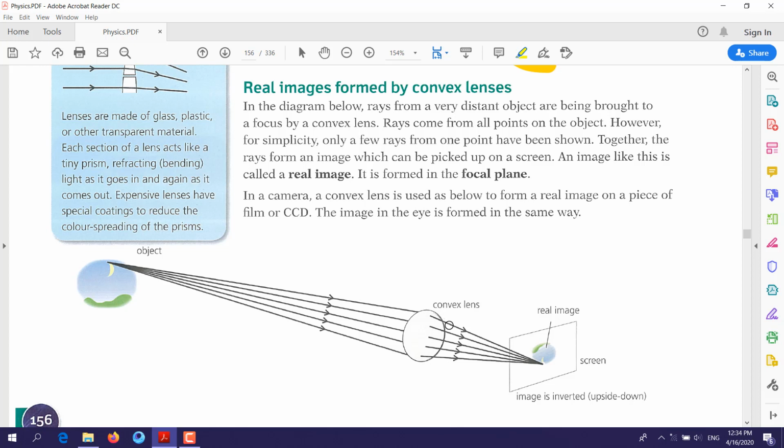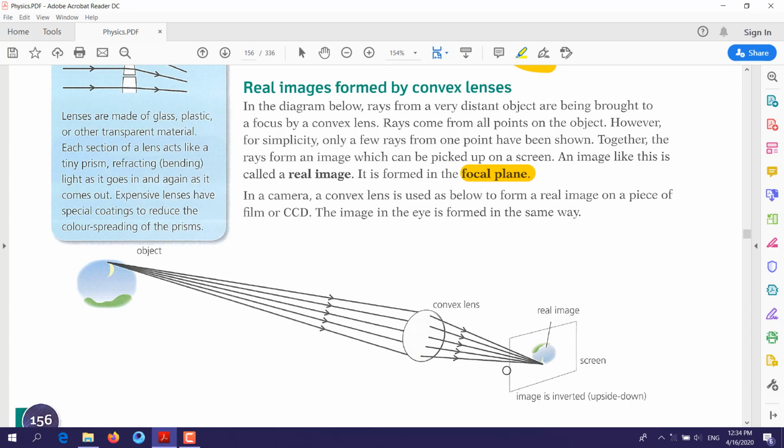It will bend the rays inward. When these rays bend inward, they will meet at a point. What do we call this point? We call it the principal focus, or it has another name, the focal plane. So focal plane or principal focus, it's the same meaning.